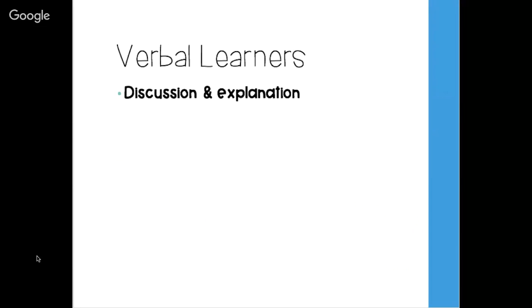Our verbal learners need to be able to talk about it. So the auditory learners need to be able to hear it, and the verbal learners need to be able to understand it and to be able to express it themselves. So again, that's going to look a lot like discussion, but it's really creating that space for them to be able to explain, and then to be able to go through and really be able to make that knowledge their own.